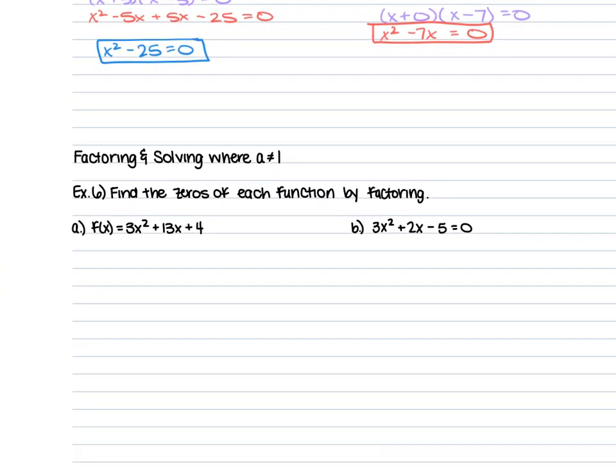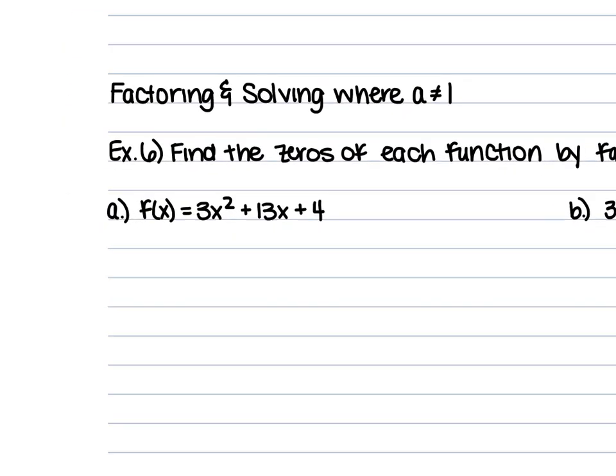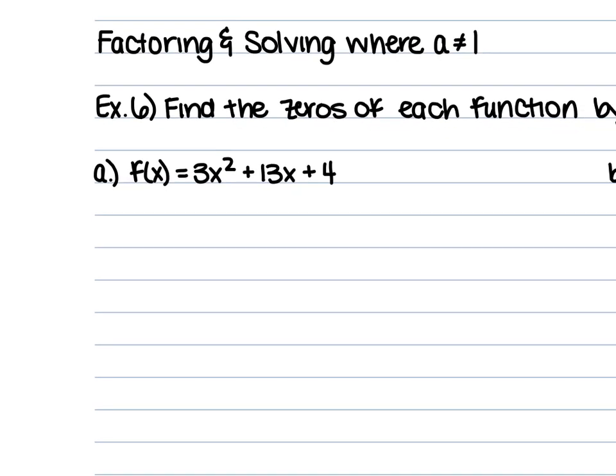For example 6, we are factoring and solving where a is not 1. So remember, when we learned how to factor, we multiply the a and the c, find the factors that add up to be b, replace b with those two factors, then factor by grouping. So if we look at a, we have 3x squared plus 13x plus 4. This f of x, we're going to change to 0. So we're just going to write 3x squared plus 13x plus 4 is equal to 0.